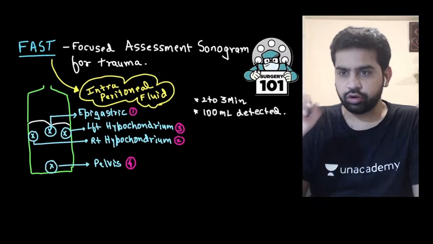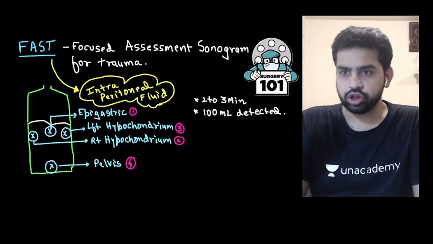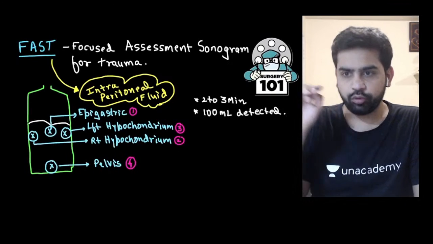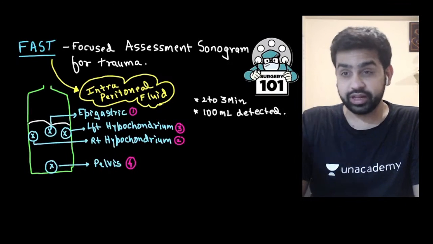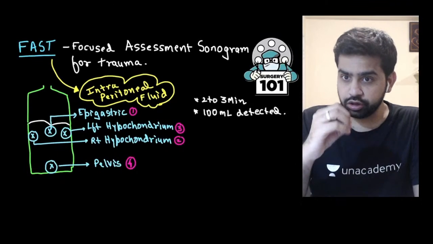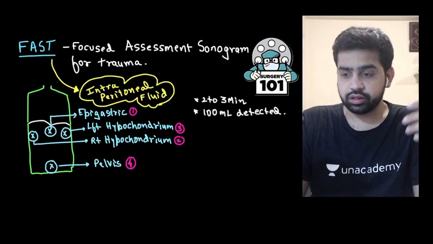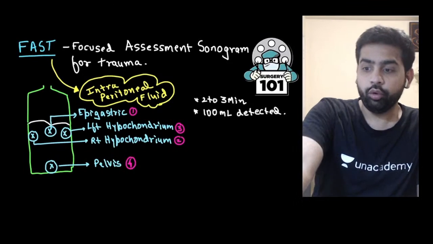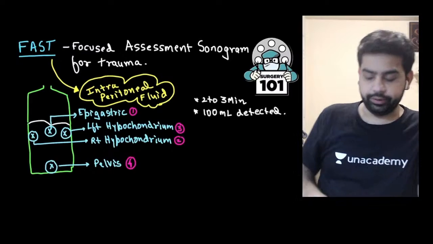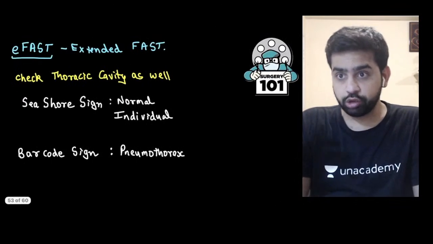How do you perform it? We saw that we keep the probe at 4 positions: epigastric, right hypochondrium, left hypochondrium, and pelvic. It is basically done in the emergency room. It is basically a USG, which is done in the emergency room, and that's pretty much it.